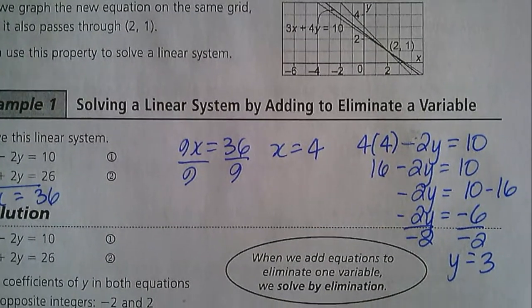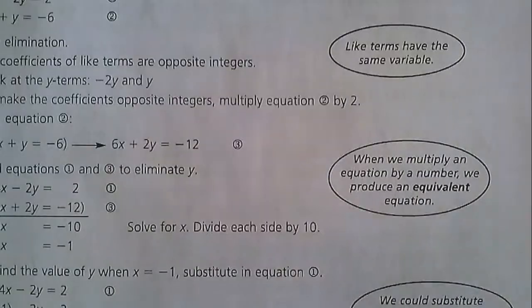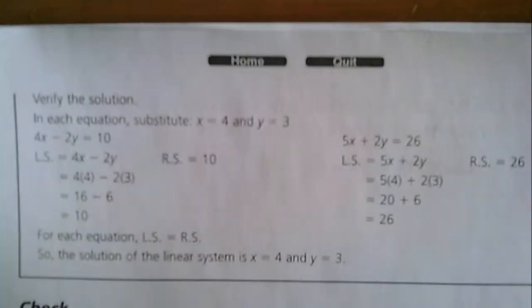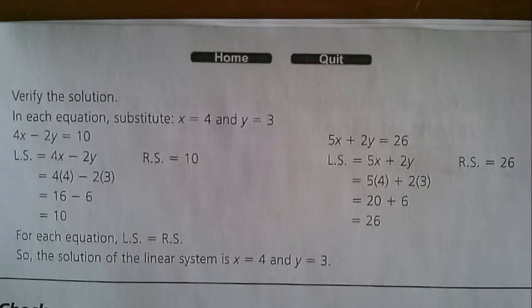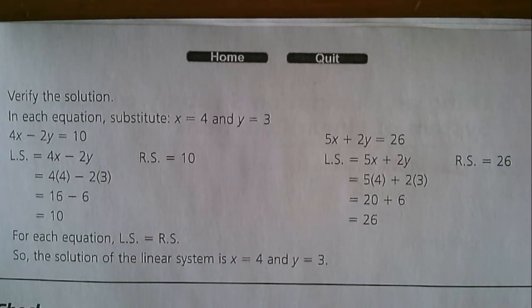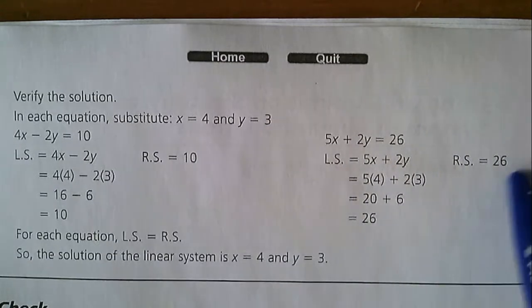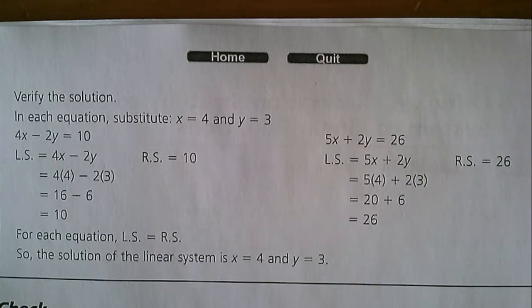The last thing you could do is verify these by popping both of these numbers into the equations and making sure that it does in fact work. So verifying it, you can see here on the top of the next page, they've popped both of those numbers in, x equals 4, y equals 3, into the equation to make sure that left side equals right side in both of these cases. And they do, so that is our solution of the linear system.